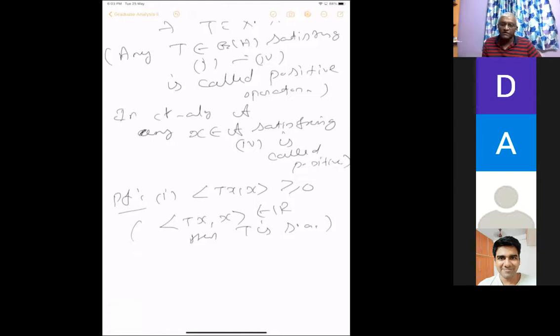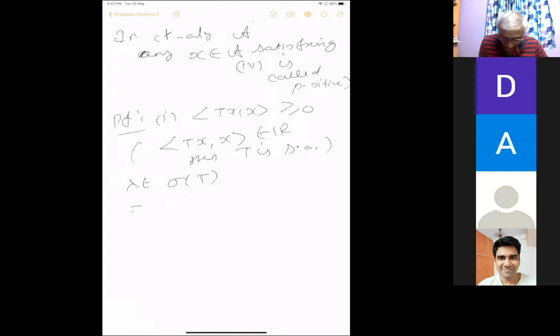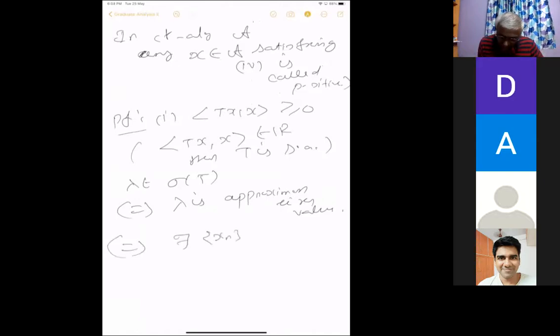Now we want to prove that the sigma of T is contained in the positive real line. So if lambda is in sigma of T, then lambda is an eigenvalue. Sorry, lambda is an approximate eigenvalue, which we have proved. By that we mean there exists x_n with norm of x_n equal to 1 and ‖(T − λ)x_n‖ goes to 0.